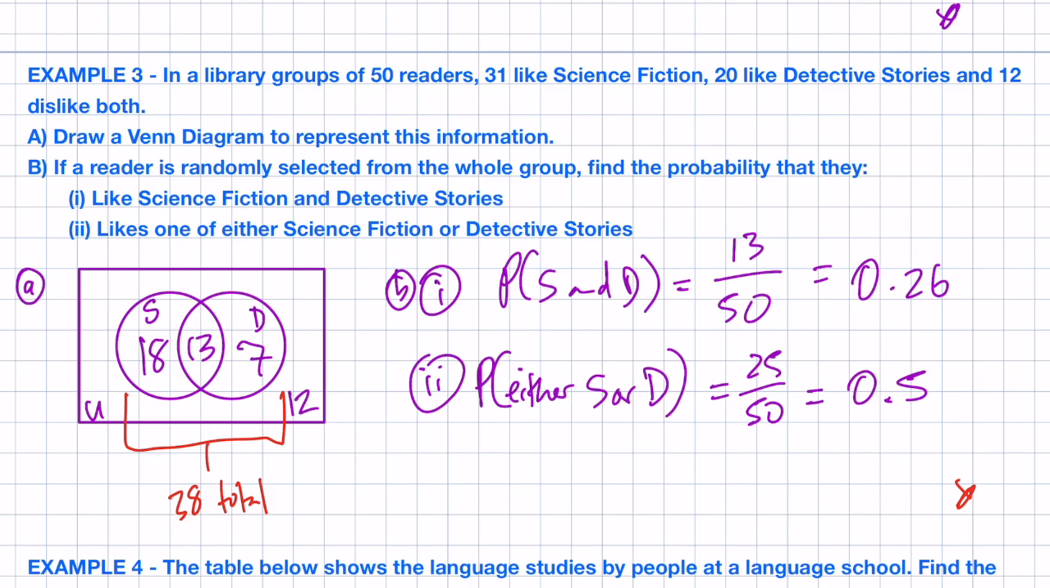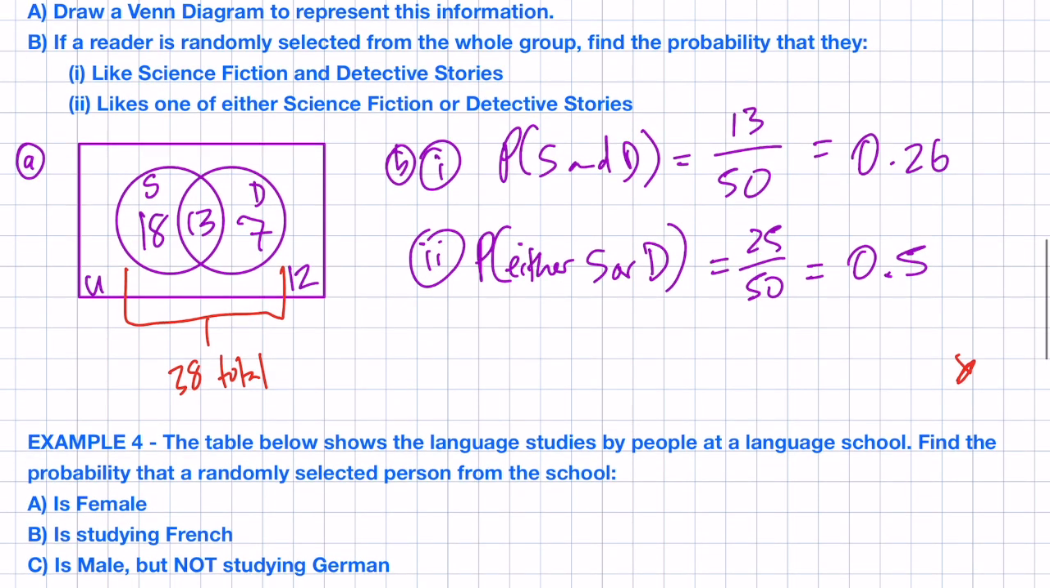That's the Venn diagram example. One about languages, and then we'll shut our mouth. This is reading off of a table now.